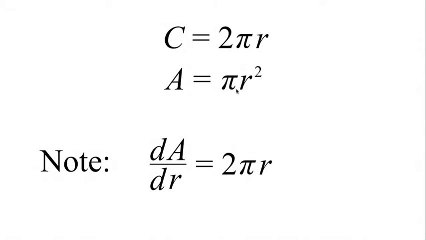Take the derivative of r squared. Pi is just a constant. Derivative of r squared is 2r, so you get 2 pi r. The derivative of the area formula for the circle is the circumference. Is that just a strange coincidence?